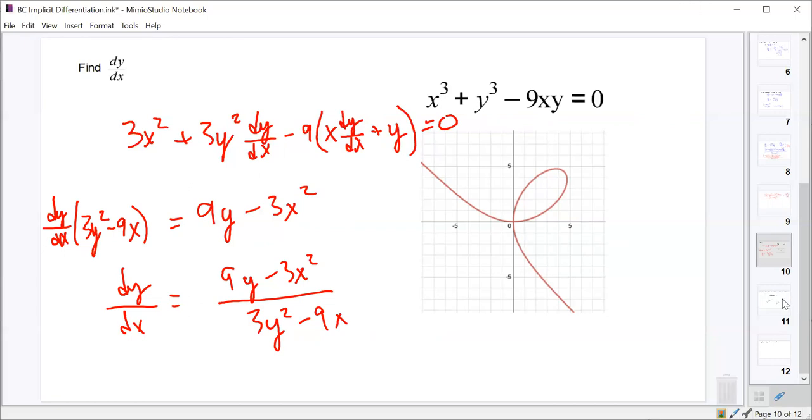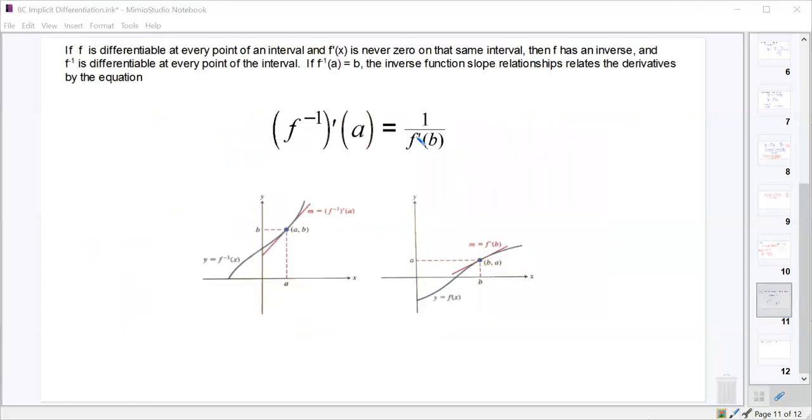All right. Okay, real quick before we get into the parametric and polar stuff, we're going to talk about the inverse rule for derivatives, which hopefully you remember is the one that a lot of people messed up last year.